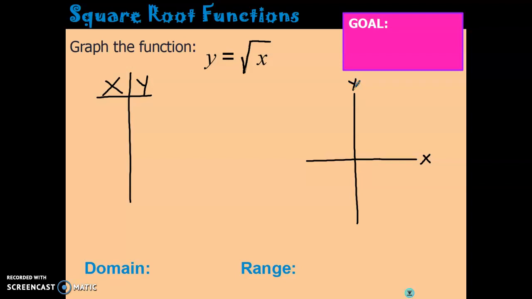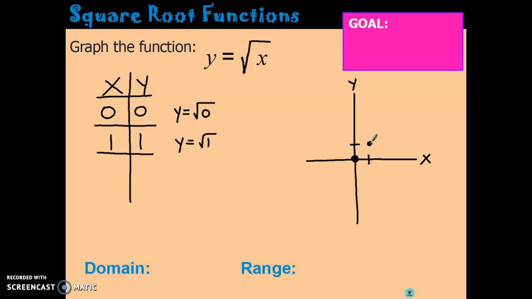Well, I could definitely use 0, right? If I plug that into the function for x and find y, well, the square root of 0 is 0. So 0 is the first number that actually works that I can plug into this function. I can plug in 1. And then the square root of 1 is just 1. We're thinking, okay, this is looking linear. But here's where it starts to get more tricky.